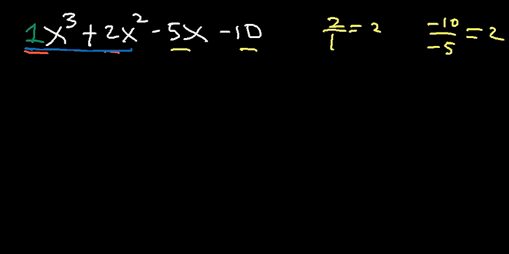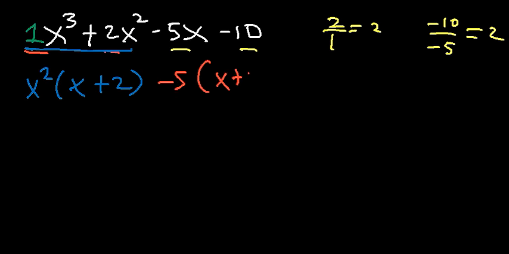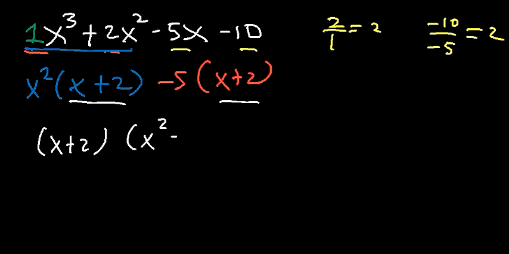So in the first two terms, let's take out the GCF, which is x squared. And so x cubed divided by x squared is x. 2x squared divided by x squared is 2. And in the last two terms, let's take out a -5. So we'll be left with x plus 2. So here's our common factor. We're going to take out x plus 2. And then we'll be left with x squared minus 5. And that's how you do it.